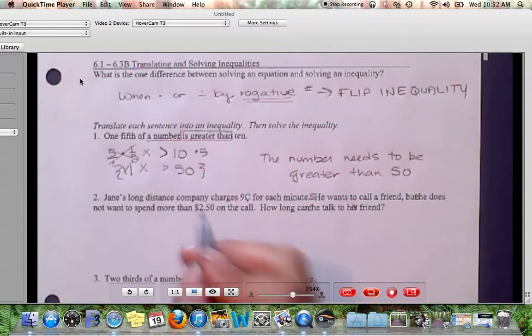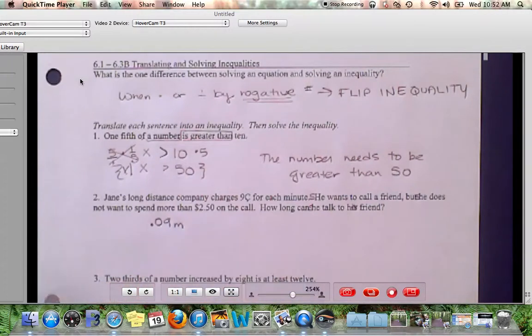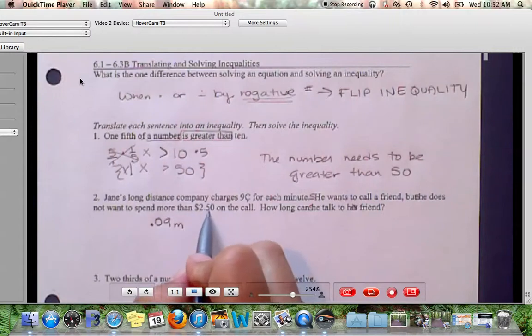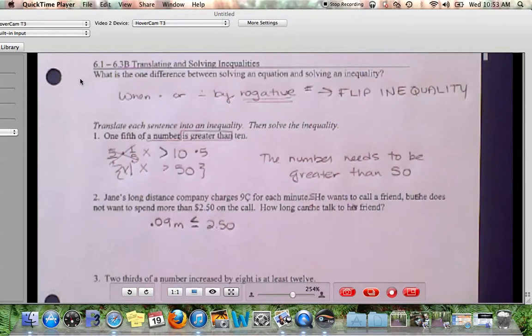Okay? So if you multiply 9 cents per minute, we don't know how many minutes she can talk. She doesn't want to spend more than $2.50. So she's saying she would spend up to $2.50, but not more than $2.50. So she's saying that it could equal $2.50, but she needs it to be either equal to $2.50 or less than $2.50. So the 0.09 m, 9 cents times every minute, has to be less than or equal to $2.50.